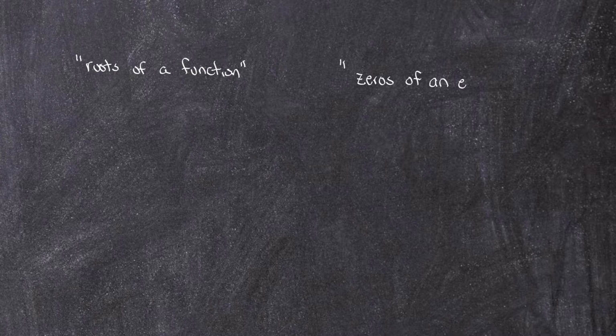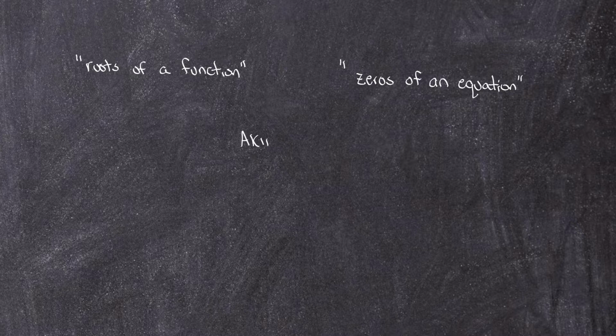Would you be incorrect if you said you found the roots of a function or the zeros of an equation? In my opinion, while it's technically incorrect verbiage to use roots when talking about functions and zeros when talking about equations, the intention is correct. So I don't have an issue with that small abuse of language.